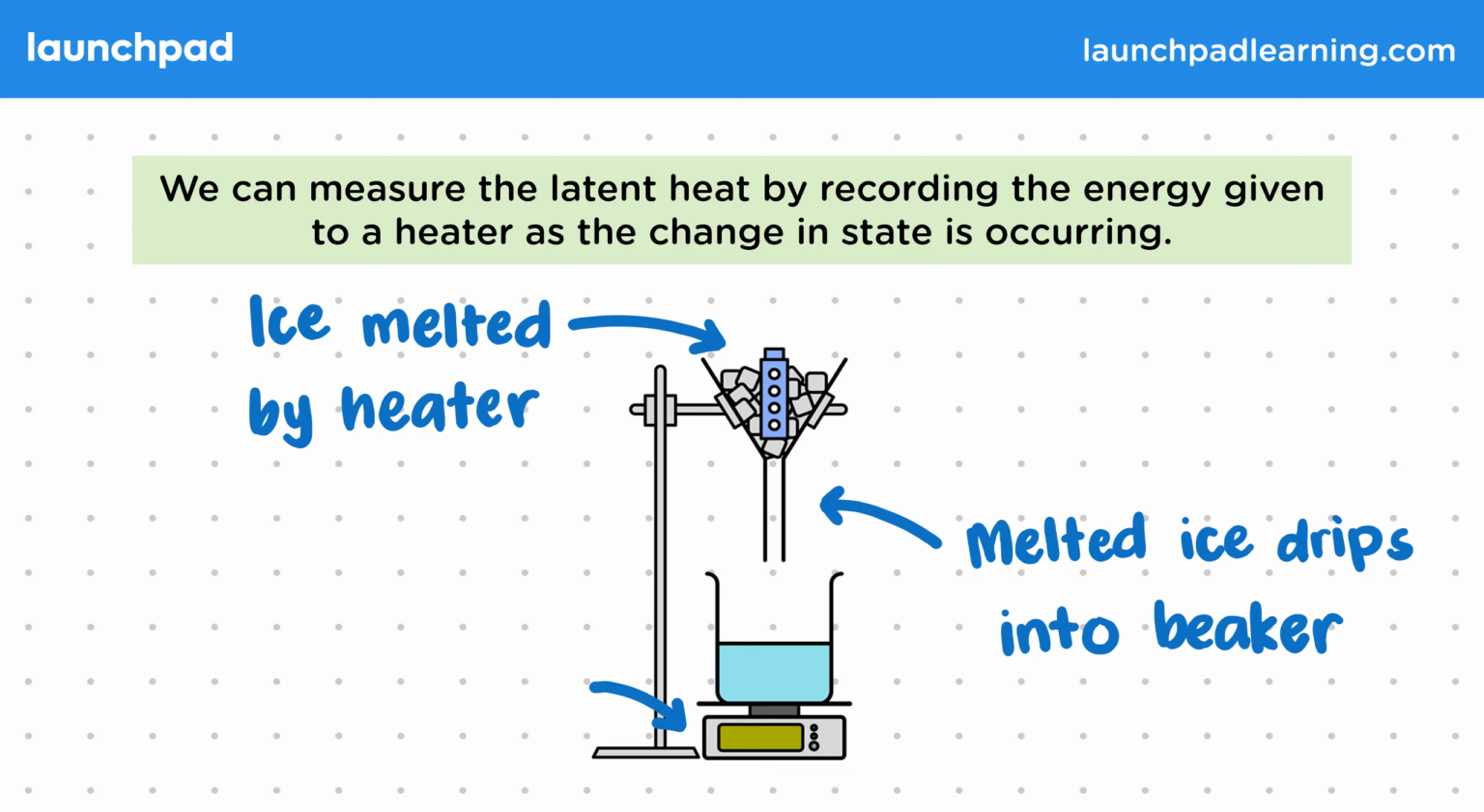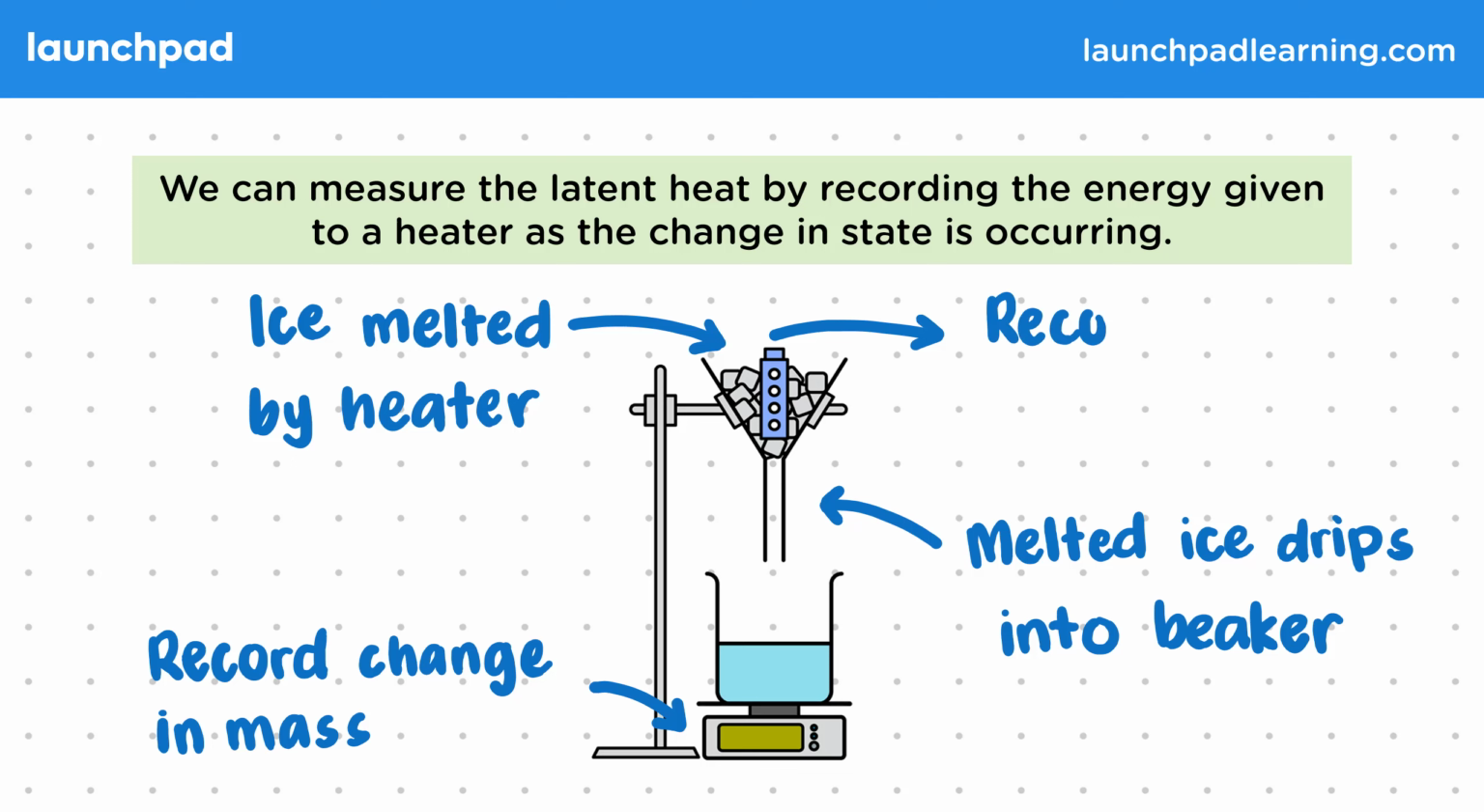The beaker is placed on a pan balance and records the change in mass. The mass of ice melted is the same as the mass of water collected. The amount of energy used for heating is determined by the electrical power of the heater. The data can then be used to work out the latent heat by dividing the energy by the mass. For your exam, you should be familiar with this experiment or an experiment similar to this one.